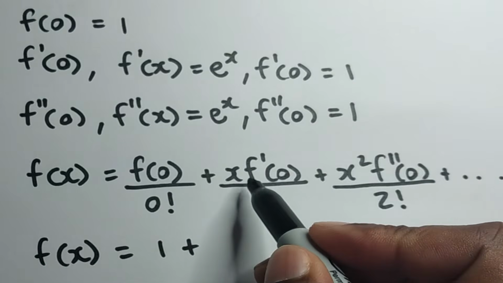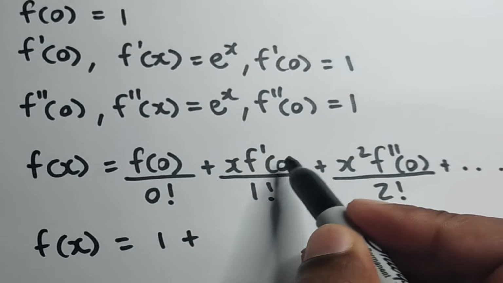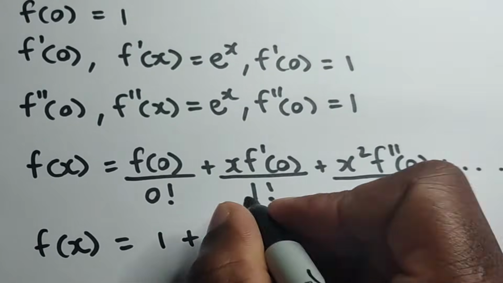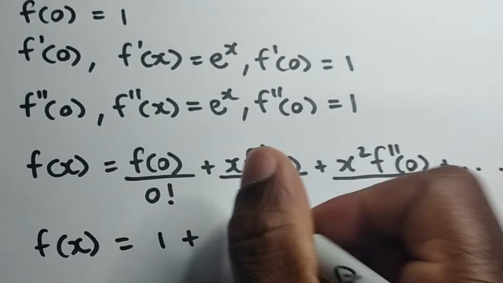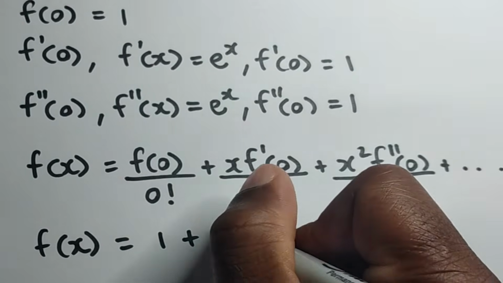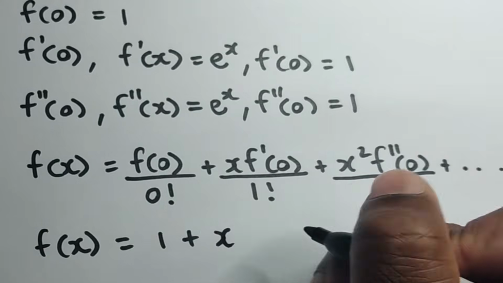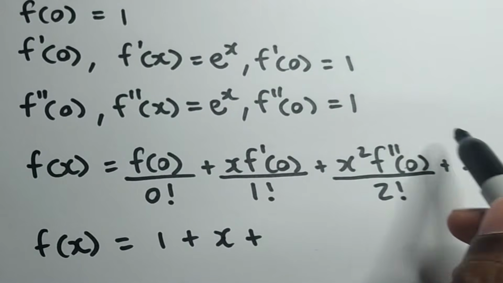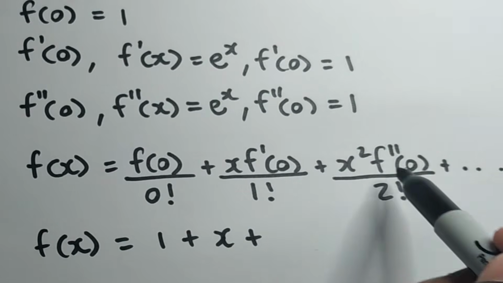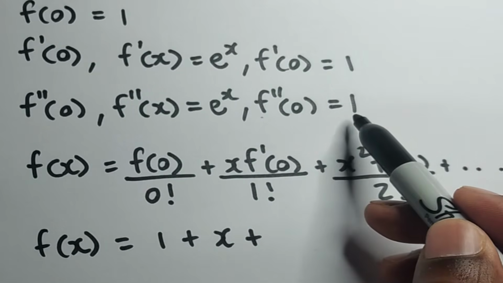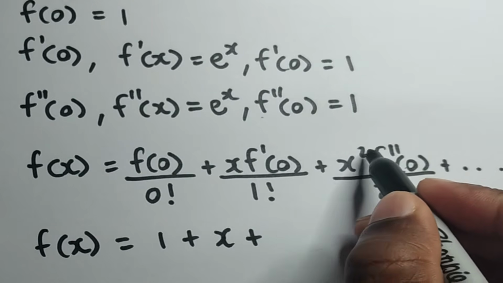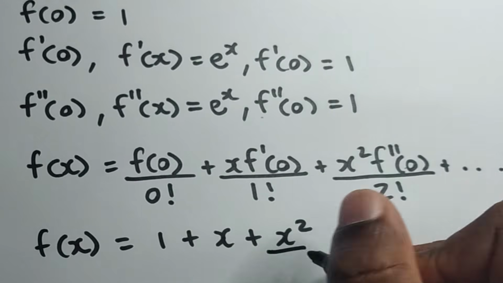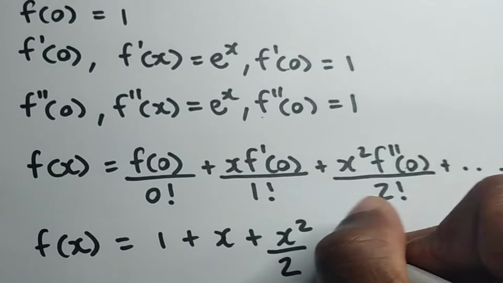Then we have x times the result that we got when we substitute 0 in the first differential of f of x, and that was 1 also. So 1 times x, that will remain x over 1 factorial, which is 1. So x over 1 is the same thing as x, plus x squared times the result that we got when we sub 0 into the second differential of f of x, and that result was 1 also. So we'll have 1 times x squared over 2 factorial, and 2 factorial is 2, all right?